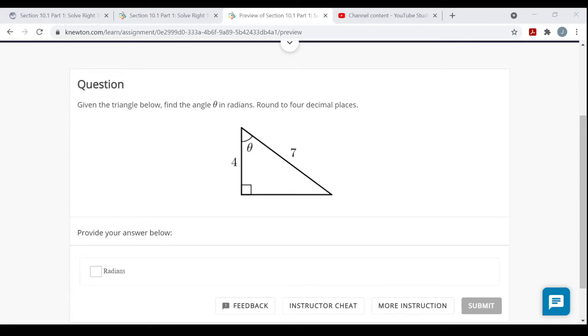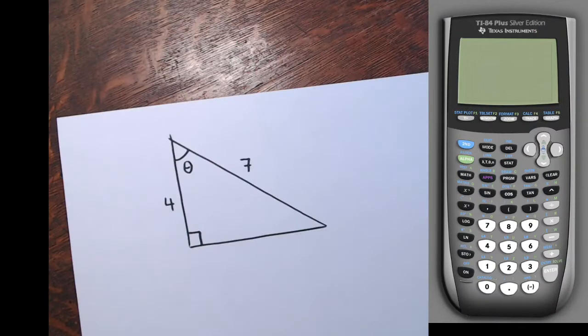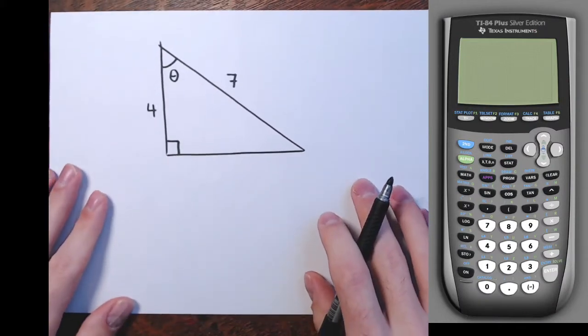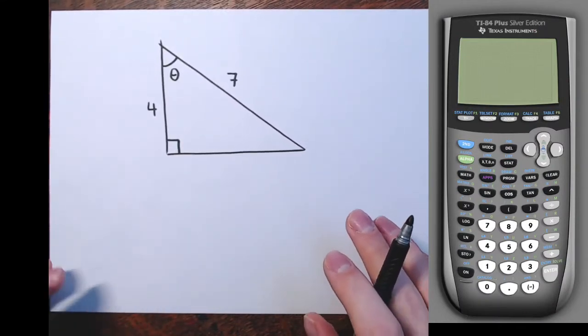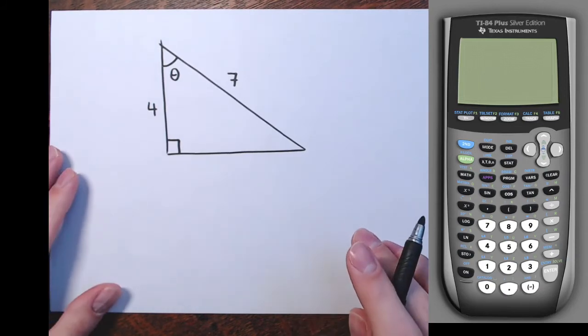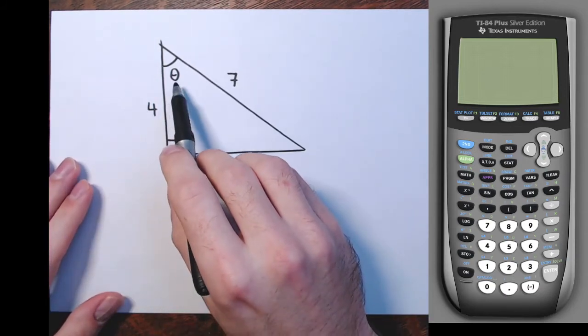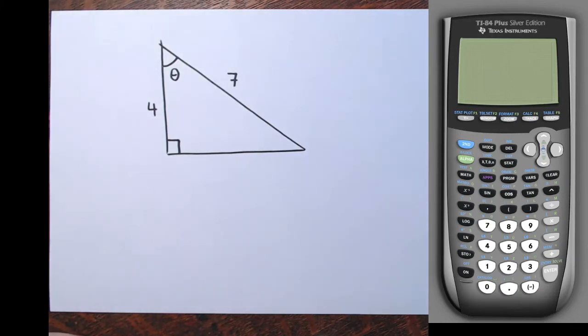So I've already drawn a picture of this. I got a calculator up, might as well keep it up because I'm going to need it in a second. Hopefully you remember your SOHCAHTOA. Sine is opposite over hypotenuse, cosine of an angle in a right triangle is adjacent over hypotenuse, and the tangent of an angle in a right triangle is opposite over adjacent. So hopefully you remember all that.